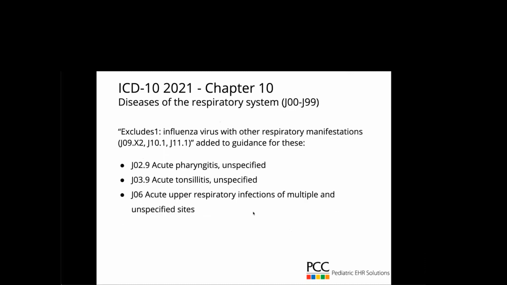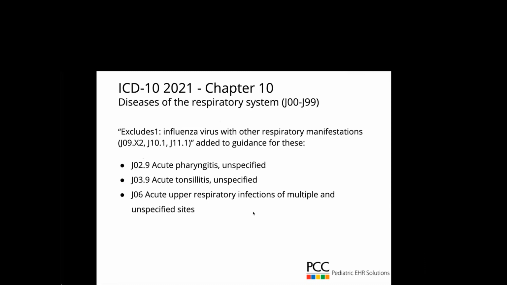In the J chapter, diseases of the respiratory system, the excludes 1, influenza virus with other respiratory manifestations, has been added to the guidance for all 3 of these conditions: acute pharyngitis, acute tonsillitis, and acute upper respiratory infections of multiple and unspecified sites. When you think about it, that makes a whole lot of sense.